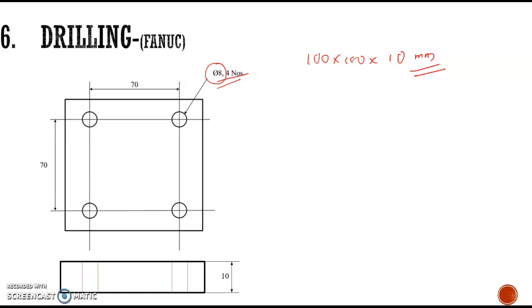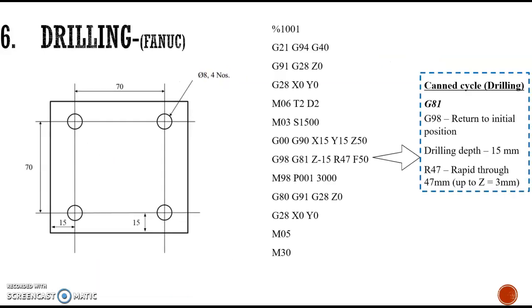The center to center distance between the holes in the x-axis and in the y-axis, both are 70 mm, and the hole is a through hole, and it has to be drilled in one single pass. So continuous drilling is employed in this experiment. The program is prepared in 3 steps. The first step is the main program. The main program consists of a canned cycle used in continuous drilling. Then, of course, in the third step, we are using the subprogram.